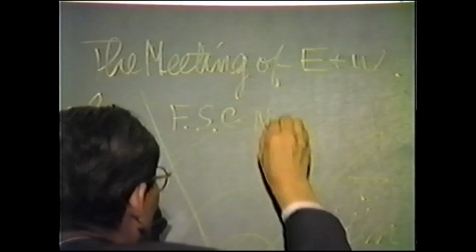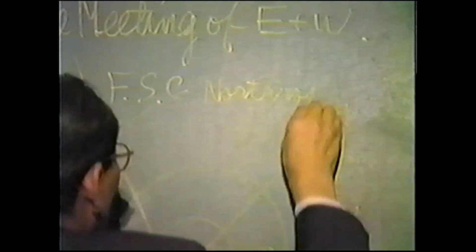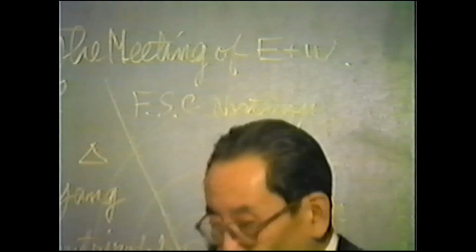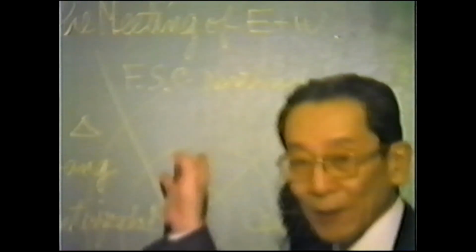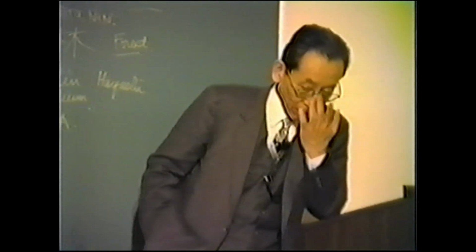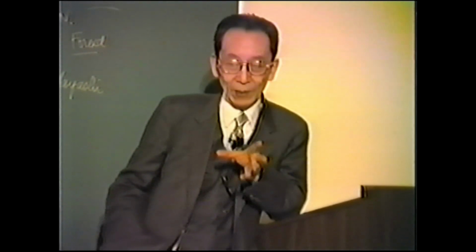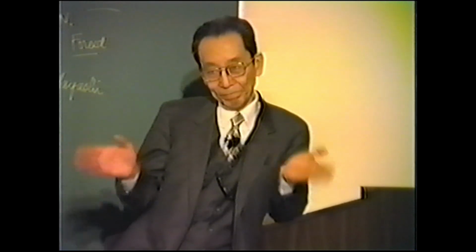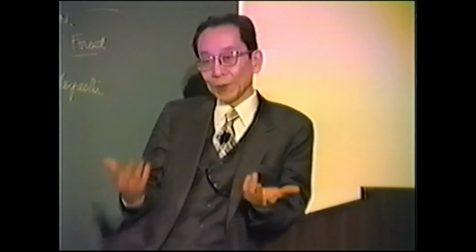F.S.C. Northrop. This is Professor Northrop, a Yale University professor. He might have died. He is a philosopher, and he wrote this very substantial book, The Meeting of East and West. In this book, he vividly explained these differences. The approach is different. And in that book, there are some examples.